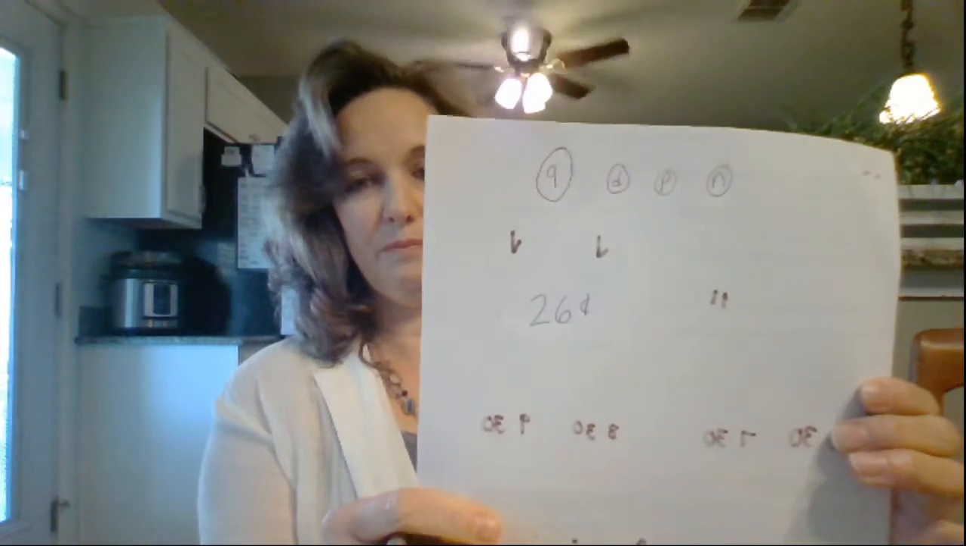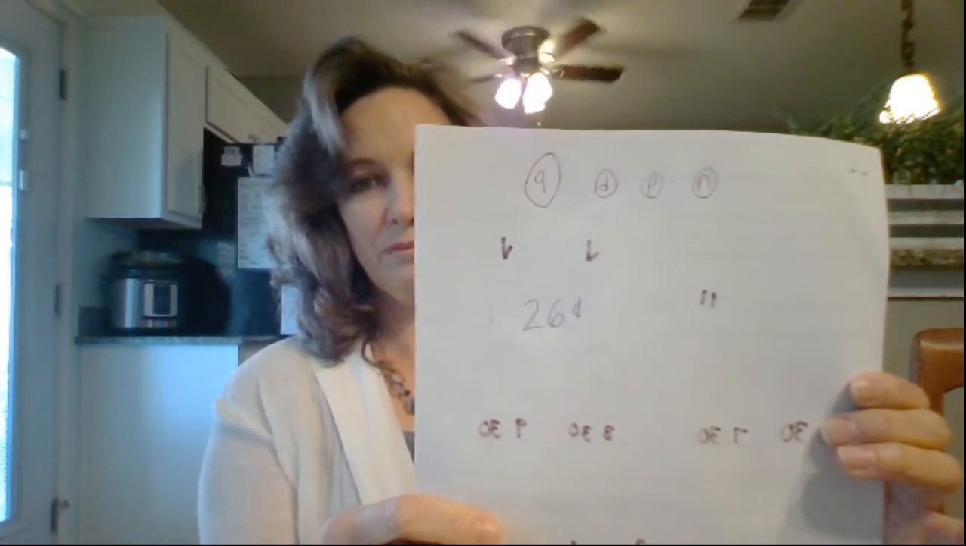All right, so I'm going to call out some money, and I want you to either draw or get the money out and tell me how many that there are. But you're going to have to tell Mama. So I want you to do this one. 26 cents.